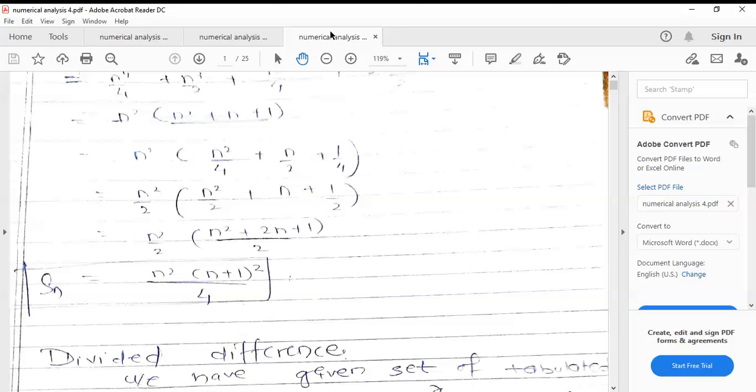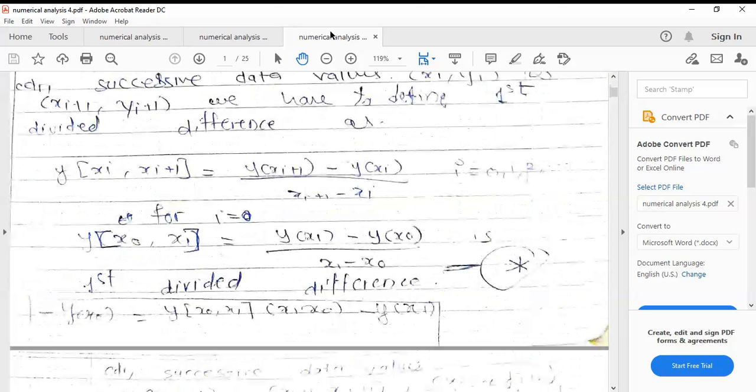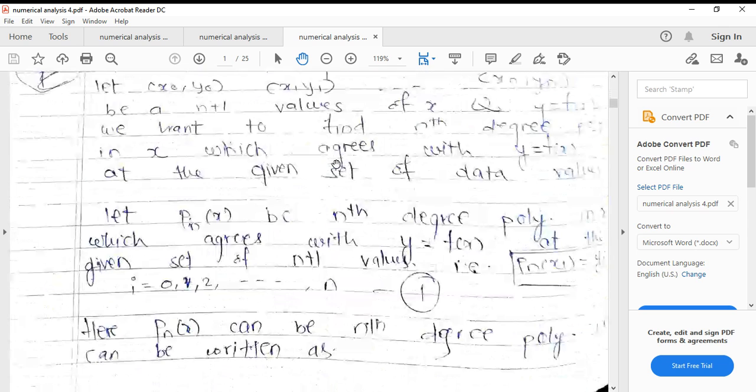So what is a divided difference? We have seen that we first have to find y of xi plus 1 minus y of xi, divided by xi plus 1 minus xi. Up to now we were only concentrating on the values of y, but here we have to divide by xi plus 1 minus xi, the corresponding values of x. Then whatever resultant we get, that is called a divided difference.